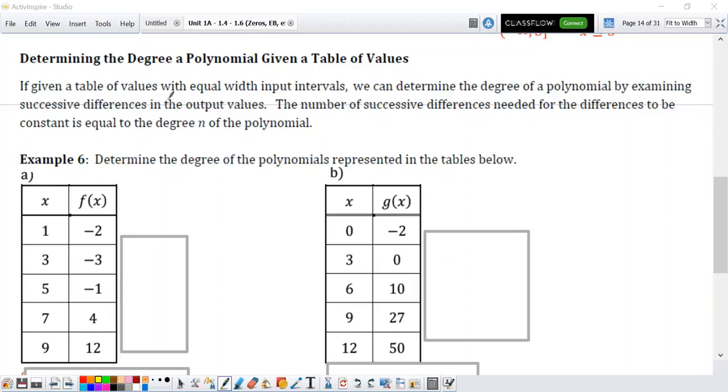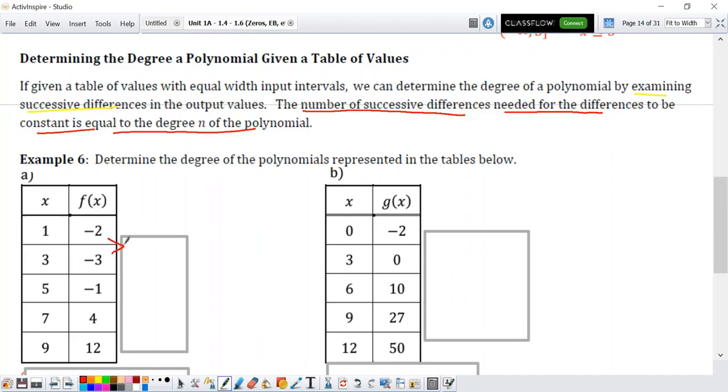This video is still regarding polynomials, and in this third video about polynomial degree, we are going to find out how to determine the degree of a polynomial given the table. You may have learned this in Algebra 1 or maybe Algebra 2. You have to check successive differences, which means as x changes by the same values, how the y value changes. And the number of successive differences needed for the differences to be constant is equal to the degree of the polynomial. So you have to keep checking.